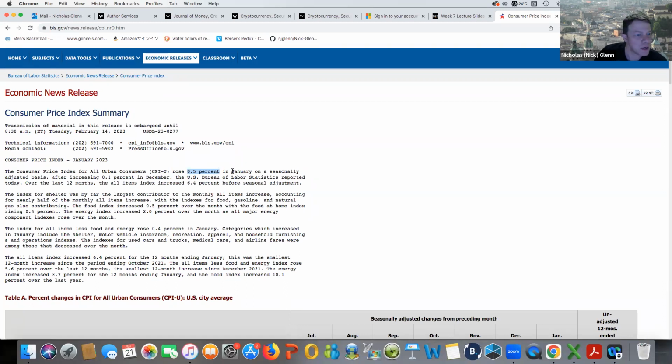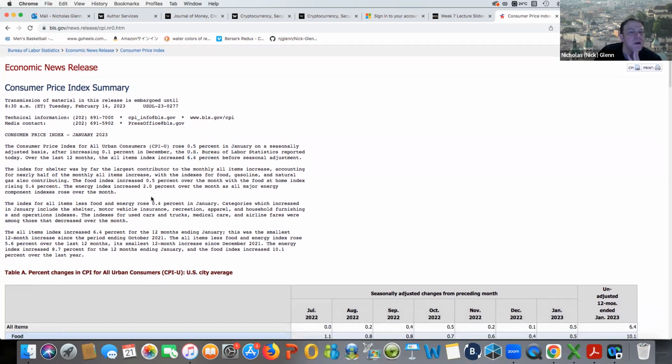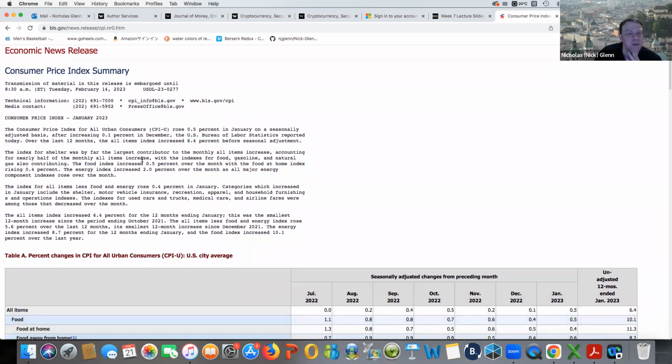Now, what was it saying? It only rose 0.1 in December. I think a lot of that was due to energy prices really falling. This kind of picked back up. Now, looking at it from a year ago, prices have increased 6.4%. Where did the biggest increase come? It came mostly from shelter, where it says the biggest increase came from.